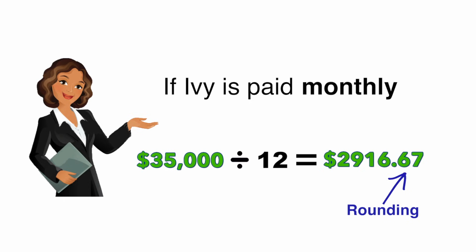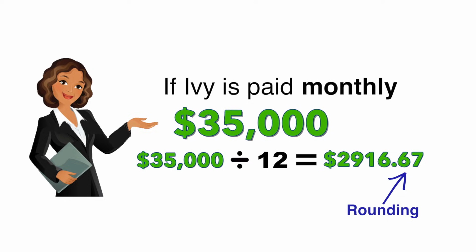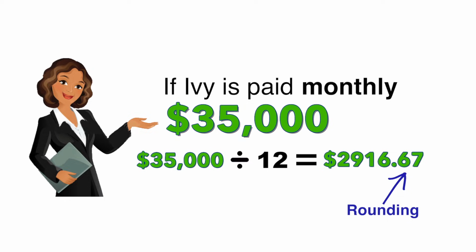Don't forget that although Ivy's gross pay is different depending on how frequently she gets paid, she is still paid $35,000 over the entire year, unless, of course, she gets a raise.